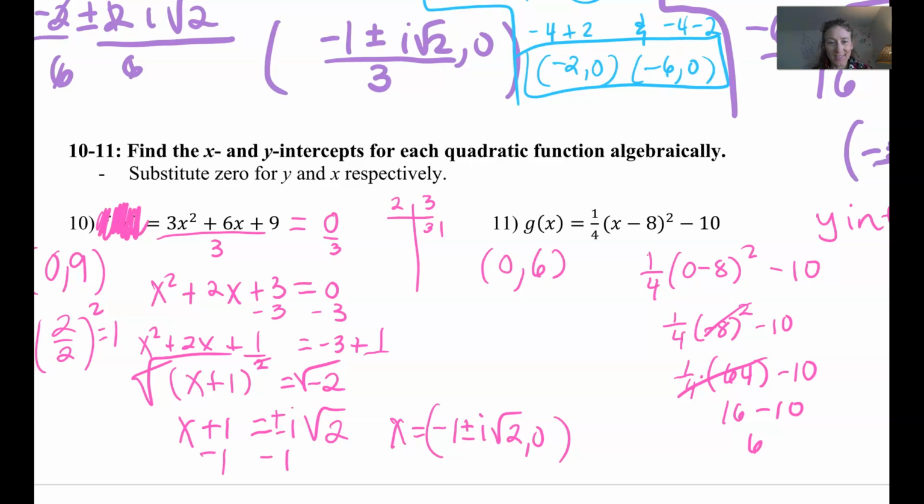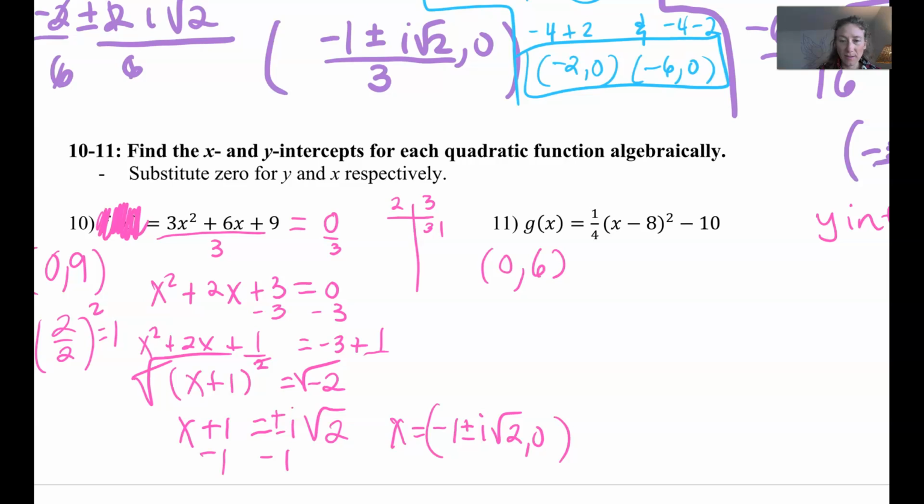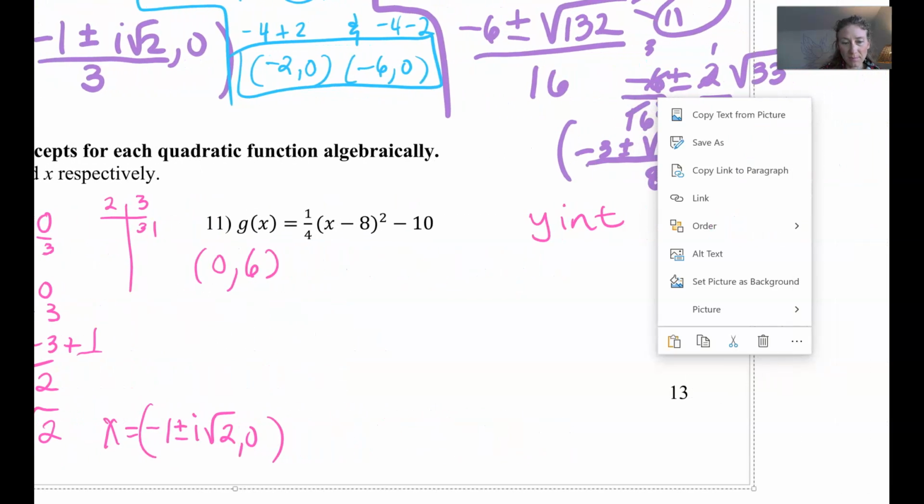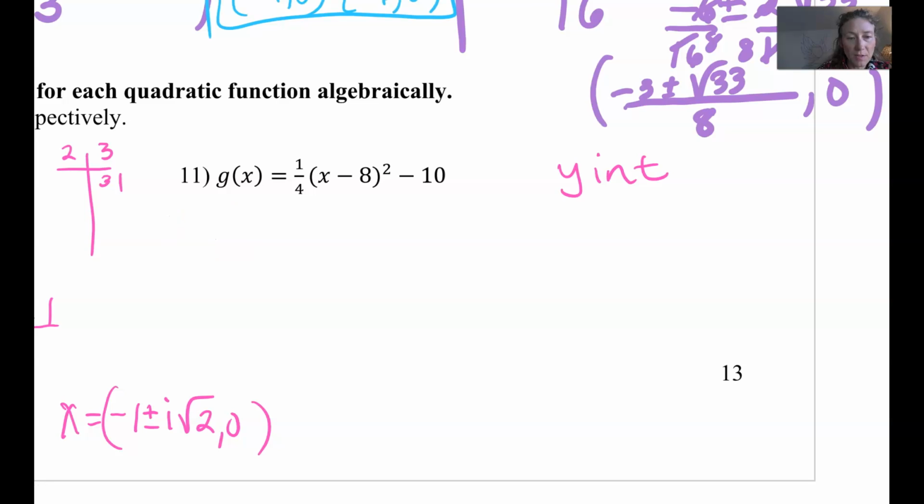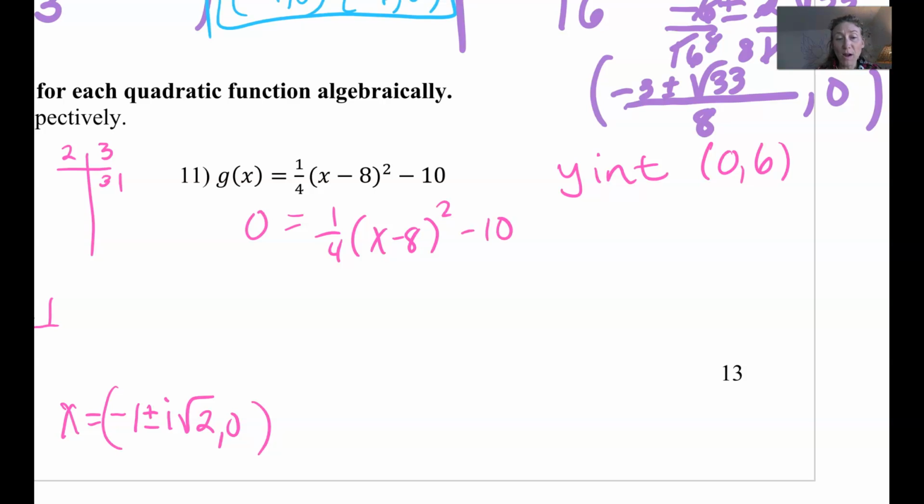All right, let's find the x-intercepts for number 11. So we already found the y-intercept, it was 6. I'm going to erase all of this work and use this space to find the x-intercept. So instead of g, let's just move this over too. Y-intercept was 0, comma 6. Say 0 is equal to 1/4 times x minus 8 squared minus 10. So to solve for x, it's x minus 8, quantity squared, times 1/4 minus 10.